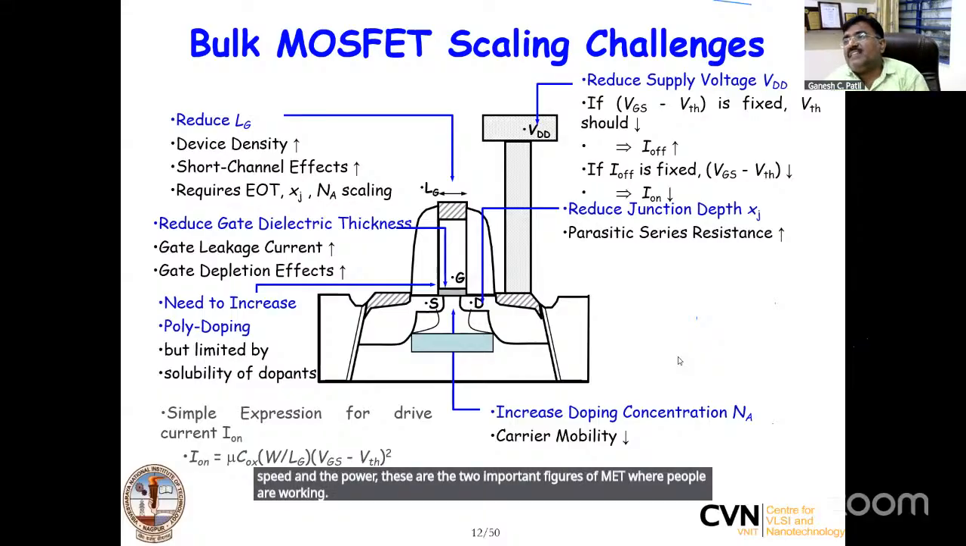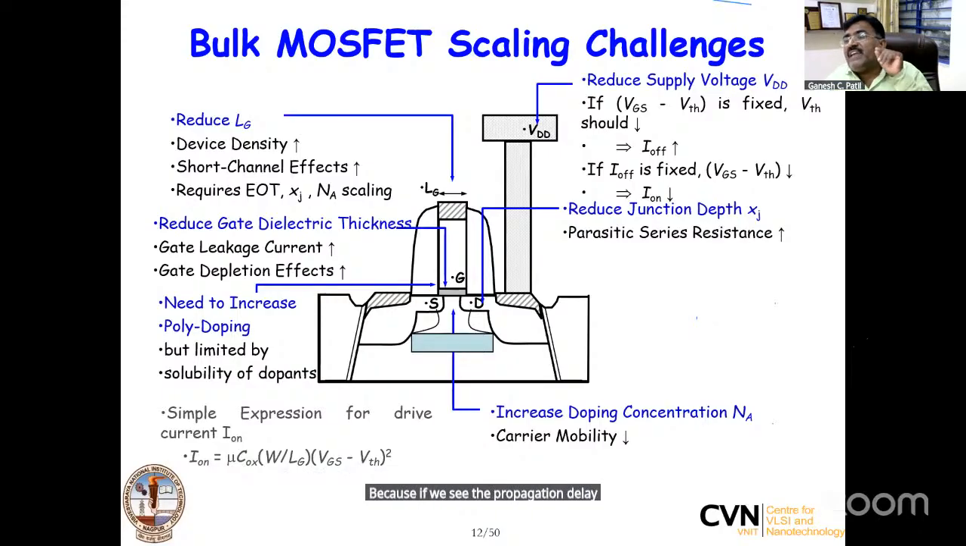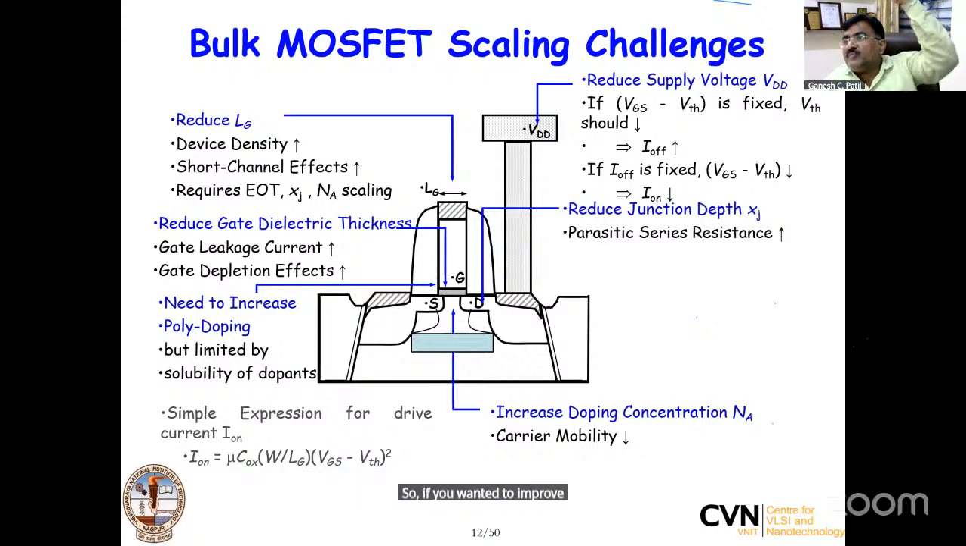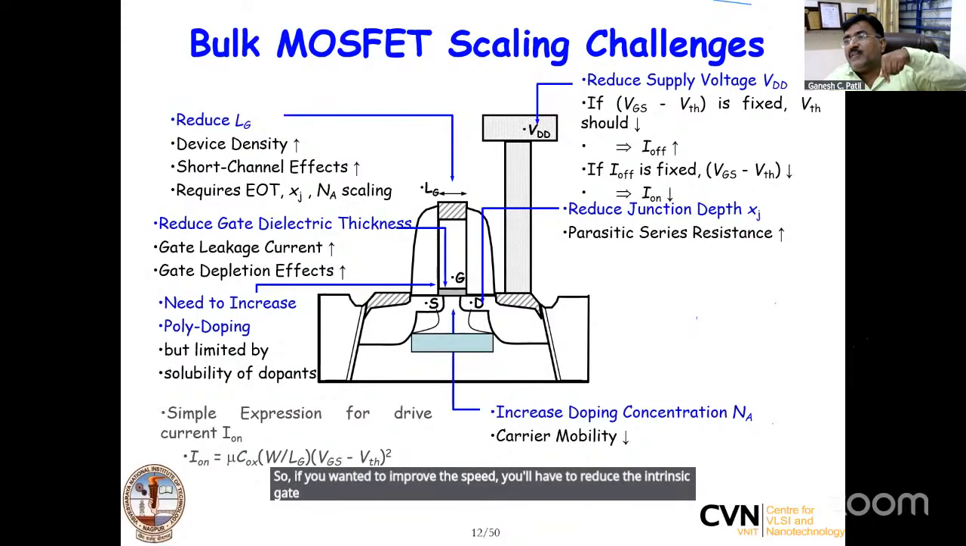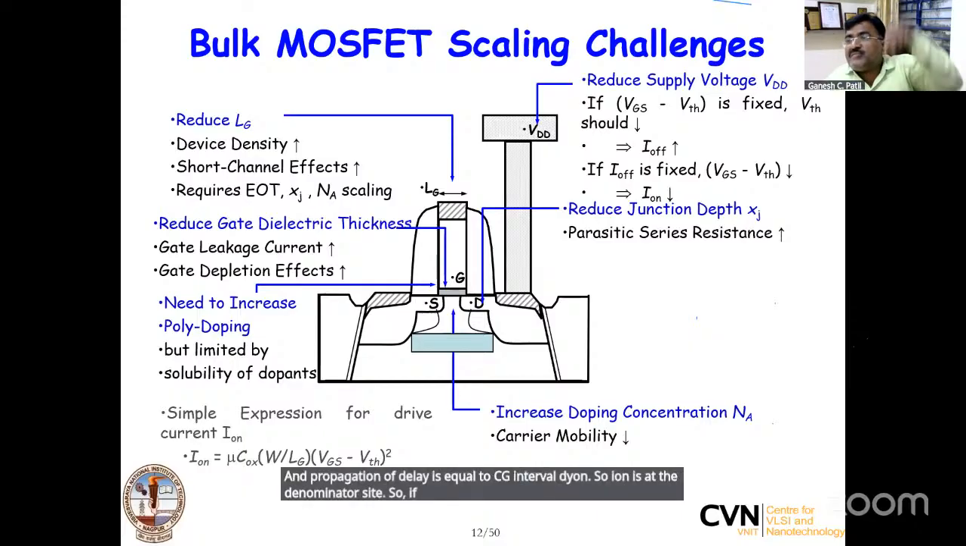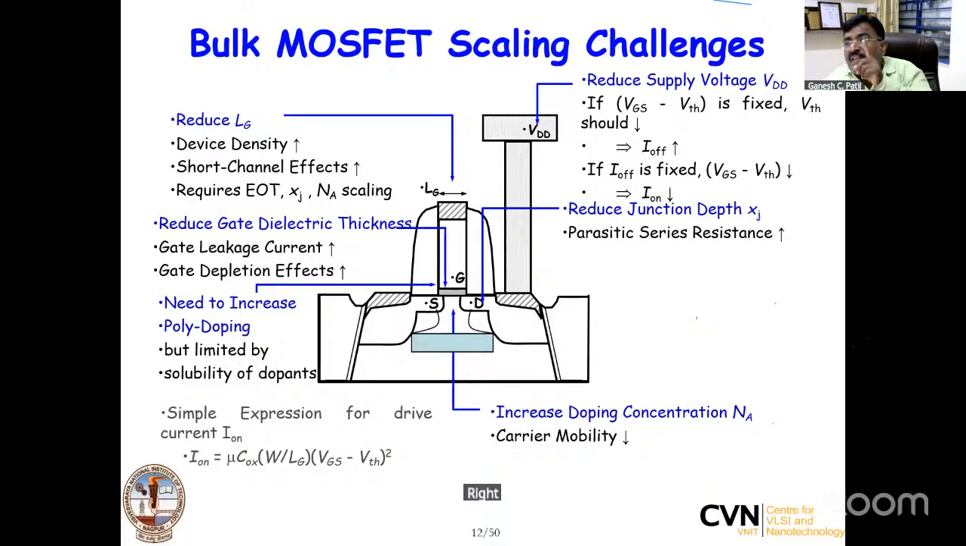In the same way, ION and IOFF are the two important parameters where people started designing the transistor. Because the propagation delay is inversely proportional to the speed. So if you want to improve the speed, you have to reduce the intrinsic gate delay or propagation delay. And propagation delay is equal to Cg into VDD by ION. So ION is in the denominator. So if you want to reduce the intrinsic gate delay, you have to improve the ION, right? If you improve the ION, the intrinsic gate delay will reduce and the speed will improve.